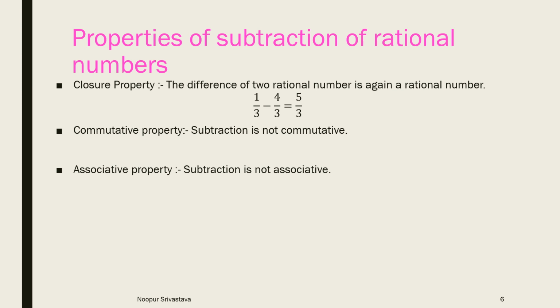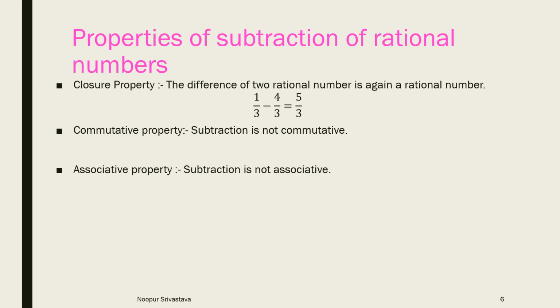Properties of subtraction of rational numbers. Closure property. The difference of two rational numbers is again a rational number. Commutative property. Subtraction is not commutative. As we have studied earlier also, subtraction cannot be commutative. A minus B is not equal to B minus A.